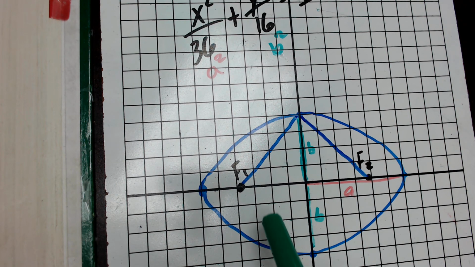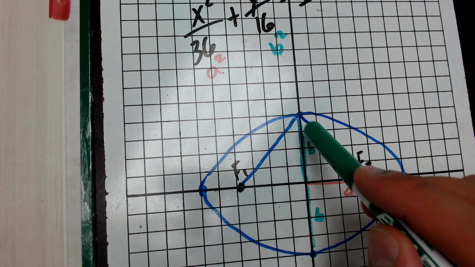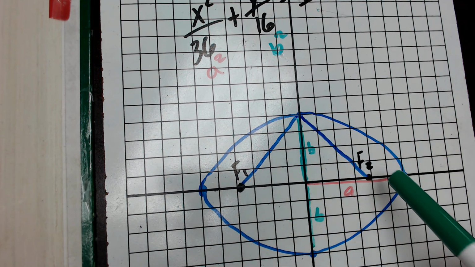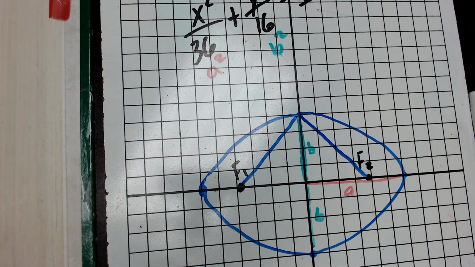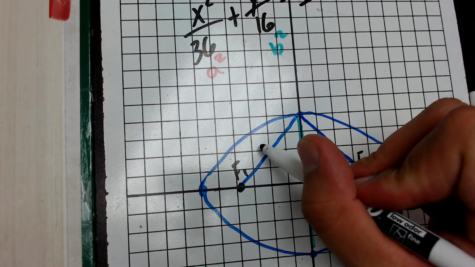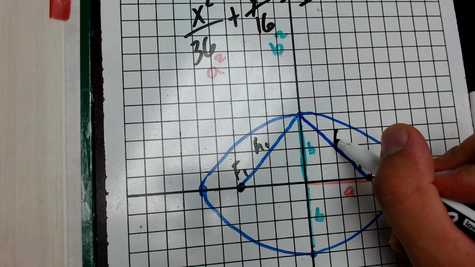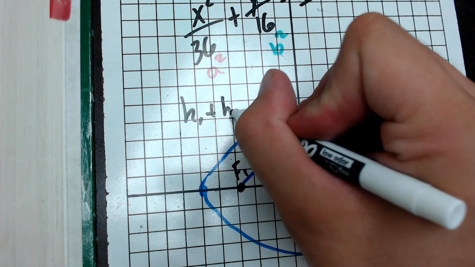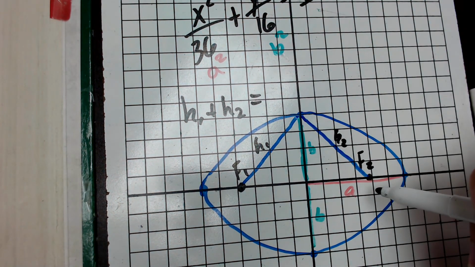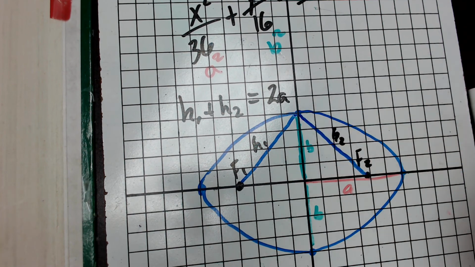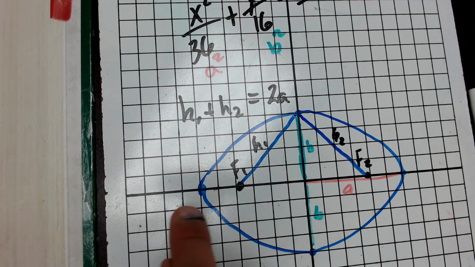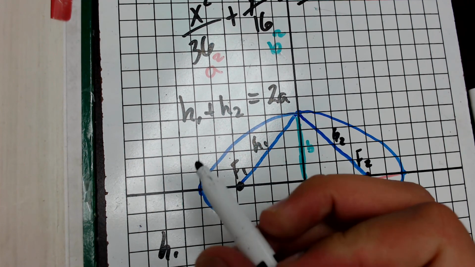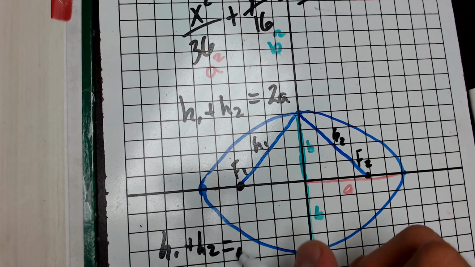It is 4. Now, the reason why this matters is because this length that I drew here, both of these hypotenuses, we'll call them H1 and H2, right? So H sub 1, H sub 2, hypotenuse 1, hypotenuse 2. If you add them together, H sub 1 plus H sub 2 is going to equal 2 times a. Or what it actually means is they're going to equal the length of the major axis. So what we can actually say here is that hypotenuse 1 plus hypotenuse 2 is going to equal 12.